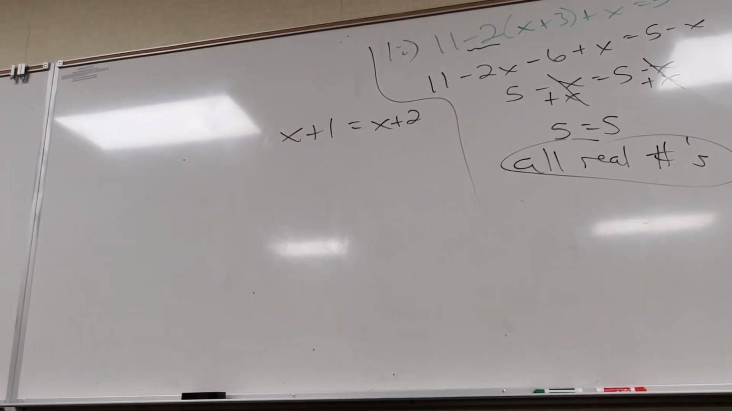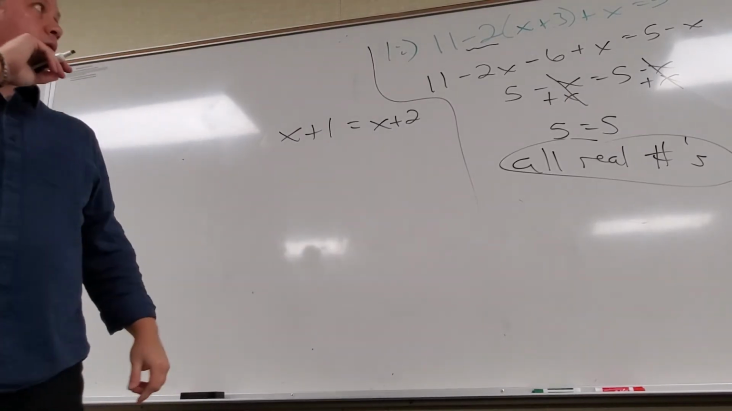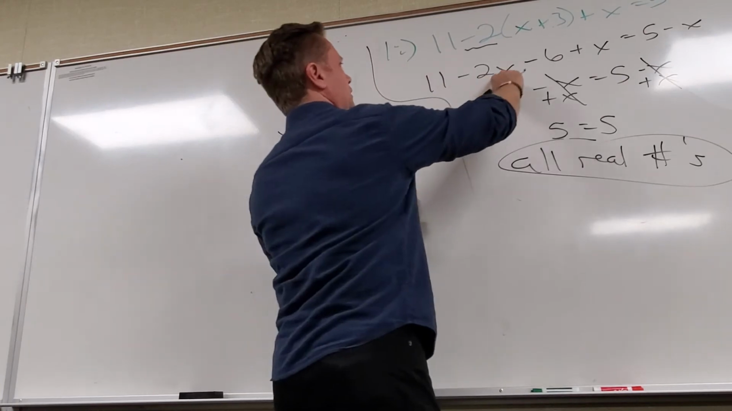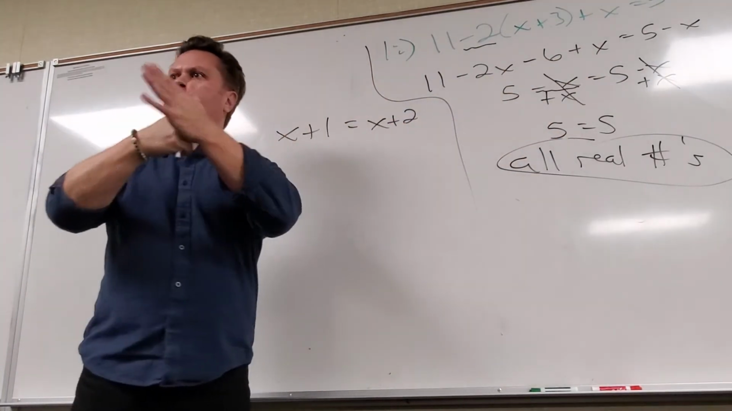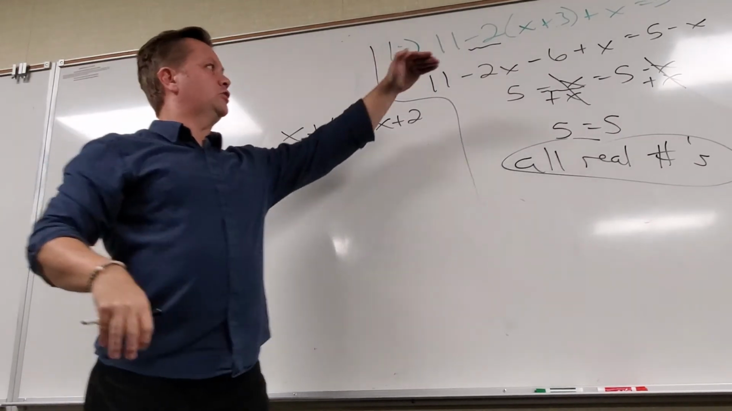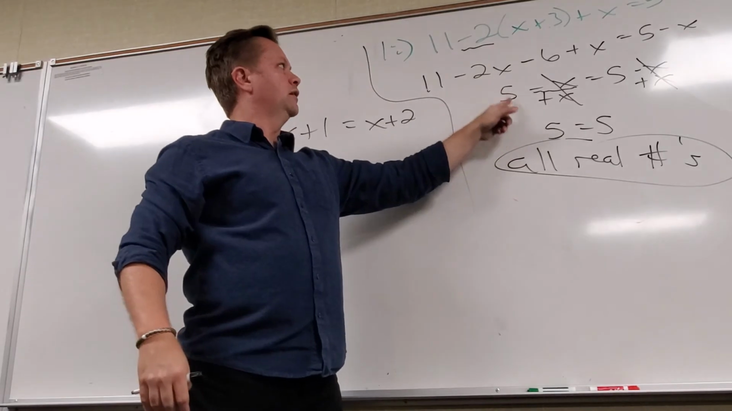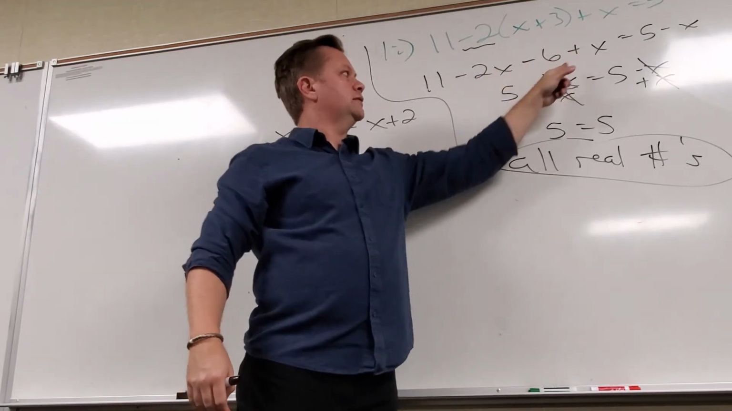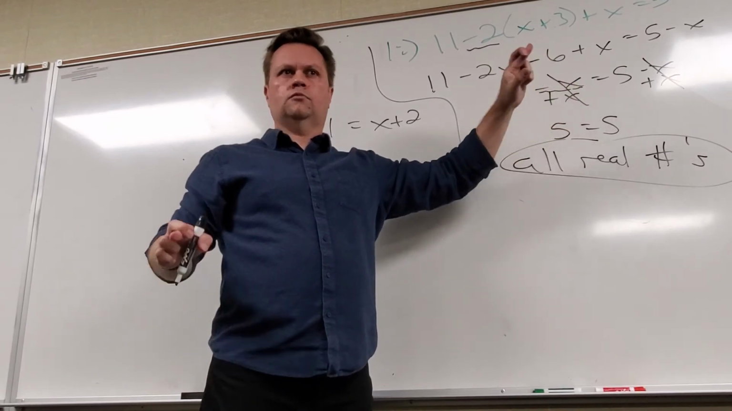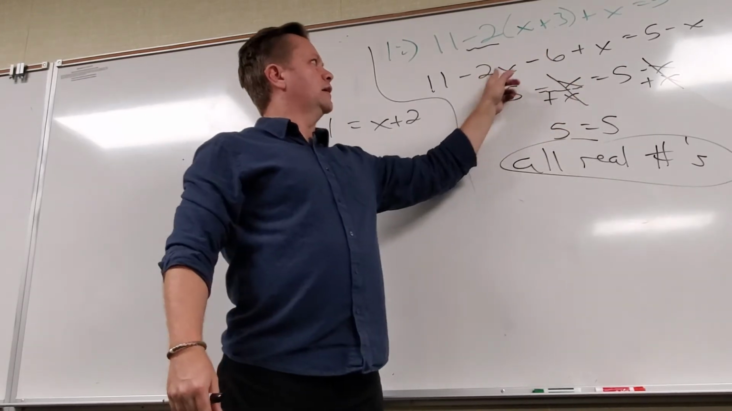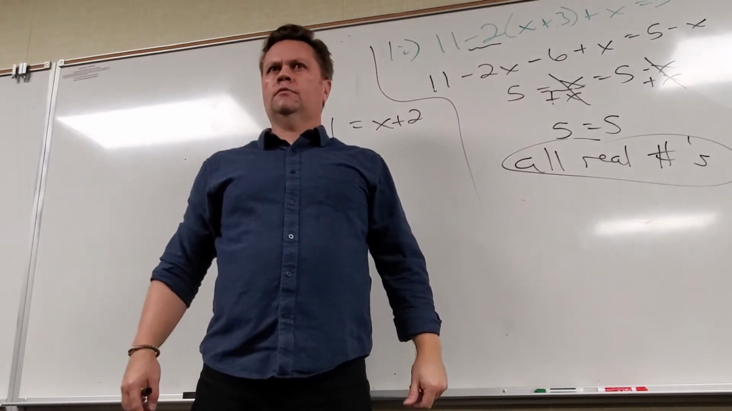My awesome grammar. Yes? What did you do to the negative 2x? What's negative 2x plus x? Negative x. Just combine them, right? Once I distribute, then I get my like terms together. 11 minus 6 is 5. Negative 2x plus x is negative 1x. If I owe you 2x's and I find one, now I just owe you 1x. Maybe?